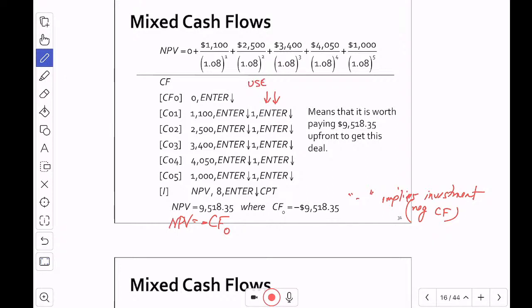Okay, very good. So most of you got it. All right, so let's see, what does this mean? So if we invest 9,518 now, we will get this amount, that amount in the future, but nothing up front, because that's what we spent, right? That's what it means.